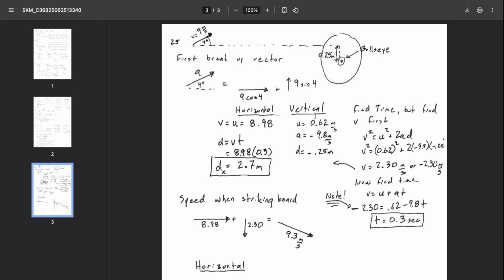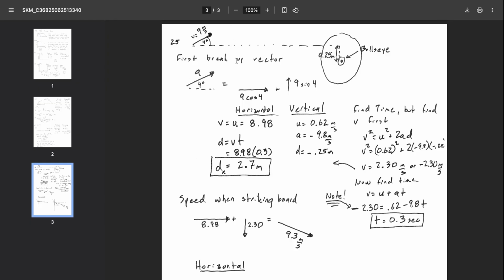So then I went to my horizontal and vertical, and in my horizontal direction, I got 8.98. And in my vertical direction, I've got my initial velocity, which is 9 sine 4, was 0.62. My acceleration is negative 9.8 meters per second squared. Sorry, I forgot the squared there. And my displacement is going to be negative 0.25 meters. Please make sure you recognize that if you labeled your vertical speed as positive, then your displacement has to be negative because it fell below the initial height of the dart. Okay? So you've got to establish up and down, which one's positive, which one's negative.